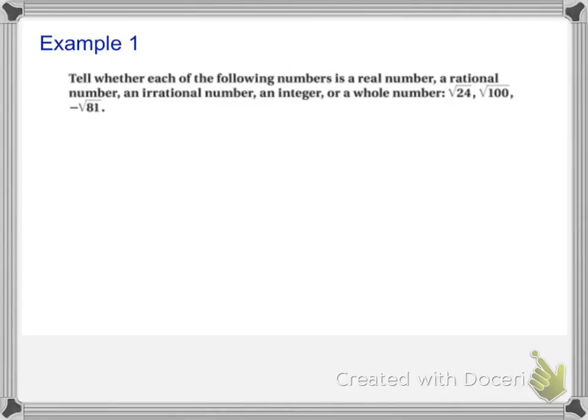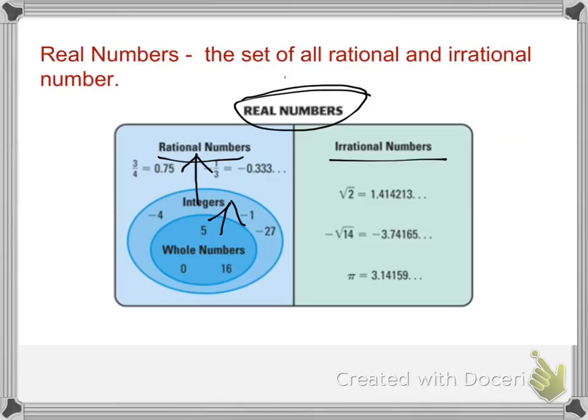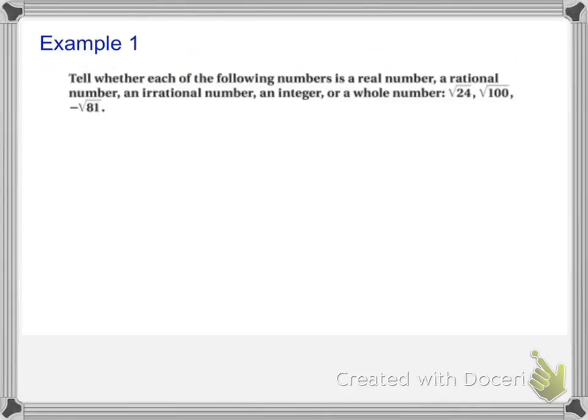Now here's an example going off of what you just learned right here. Just remember all of this stuff. And then tell whether each of the following numbers is a real number, a rational number, an irrational number, an integer, or a whole number. These are all just our sets of numbers that we introduced to you back in the beginning. Alright, so we're going to start off with the square root of 100.